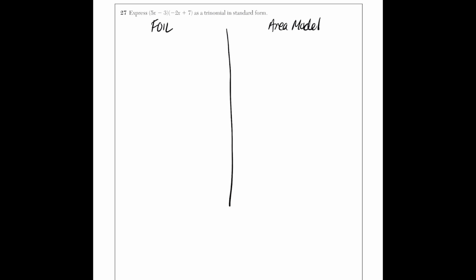And FOIL is just an acronym that helps us figure out how we're going to multiply by doing two terms at a time. So the first numbers, the outer numbers, the inner numbers, the inner terms, and L is for the last ones. Okay, so first, and then outer, and then inner, and then last. Okay, so we'll start with, and I'll just write them here so you can just see them.